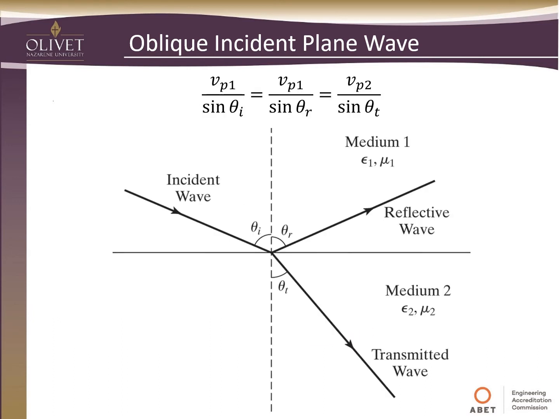Now if we look at this, it should be pretty evident that theta I and theta r, that is the incident and reflected angles, should be equal, because we're in the same material, so the phase velocity will be the same. The change we'll notice the most is in the second material, because we'll have a new phase velocity, which will give us this new theta t.